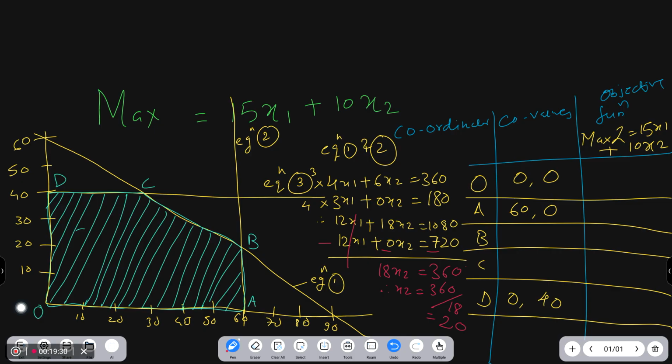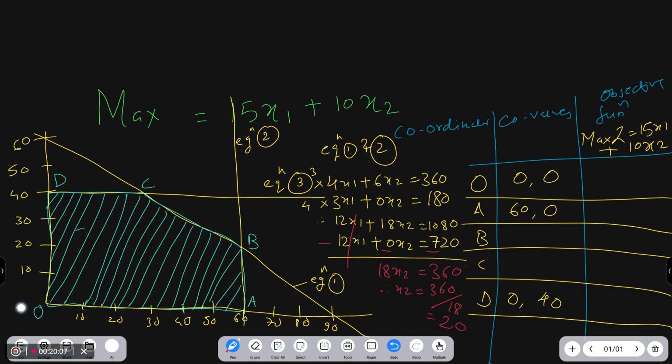Can I put this 20 in equation number 2? No, 0 multiplied by anything becomes 0. Yeah, I can put it there. We can put the x2 value in any one equation. Sorry, x2 is equal to 20. I can put it into equation number 1 or equation number 2. Which one is better for you? 1 or 2?